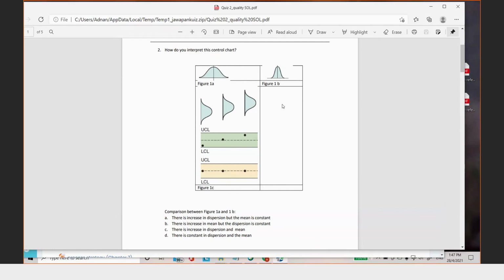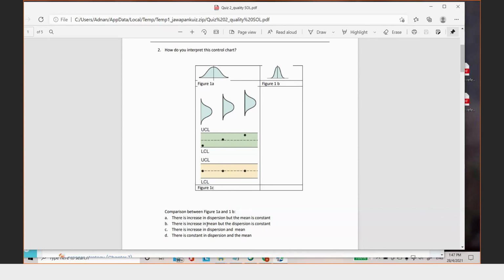A, sir. Okay, increase in dispersion, but the mean is constant. There is increase in mean, but the dispersion is constant. So B salah. Okay, there is increase in dispersion and mean. Okay, so we don't know whether mean is changed or not, but definitely the dispersion is reduced here.